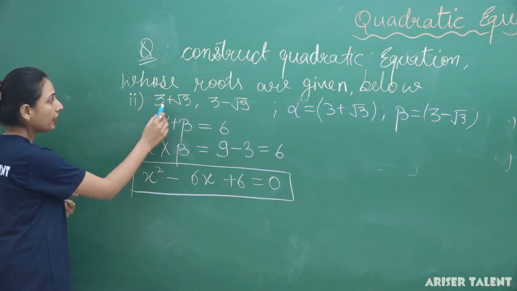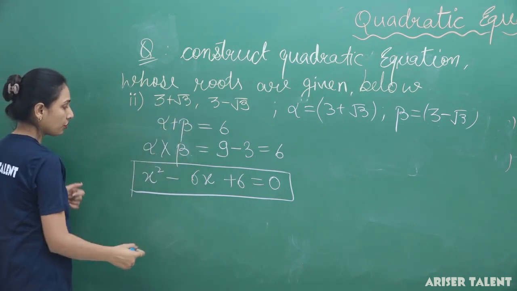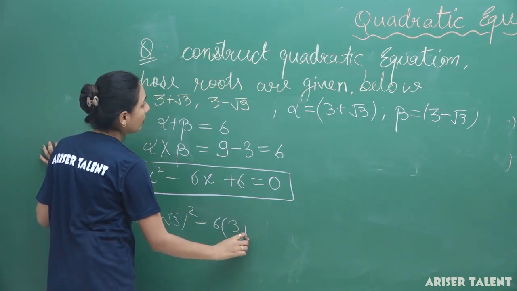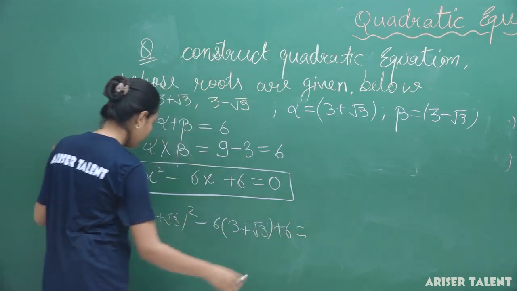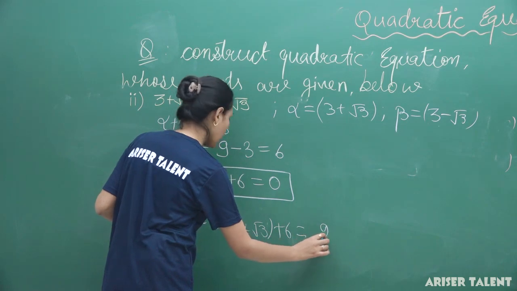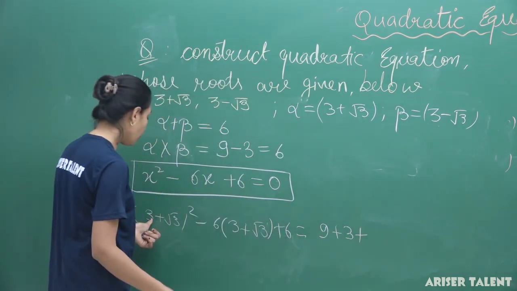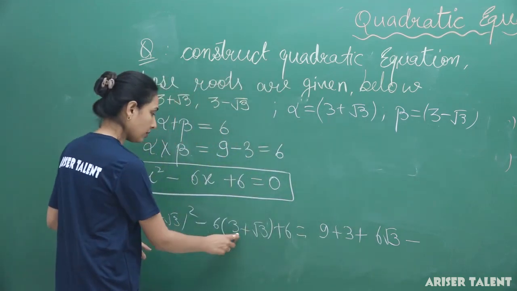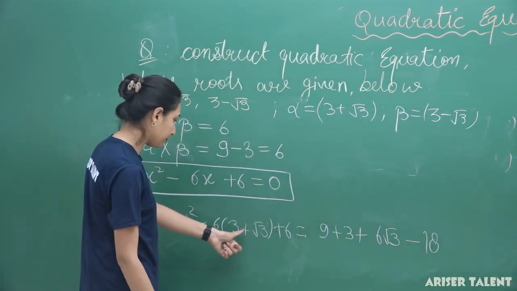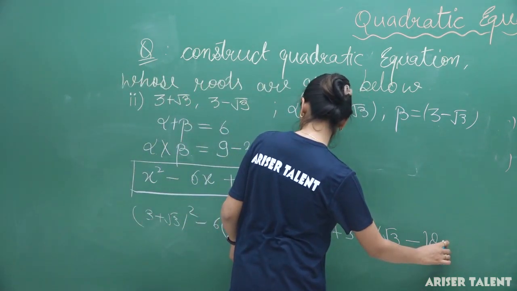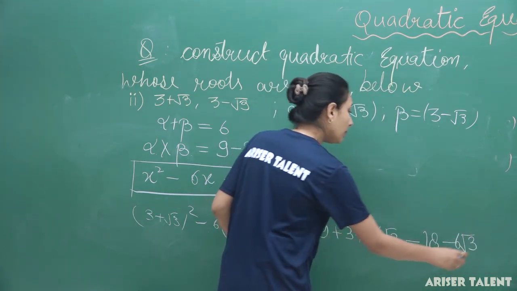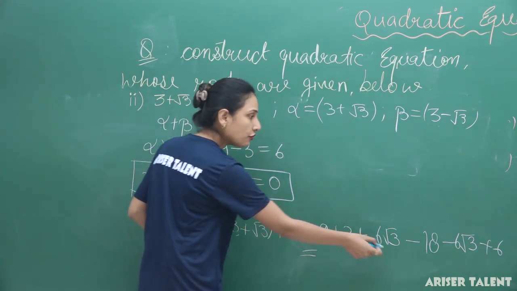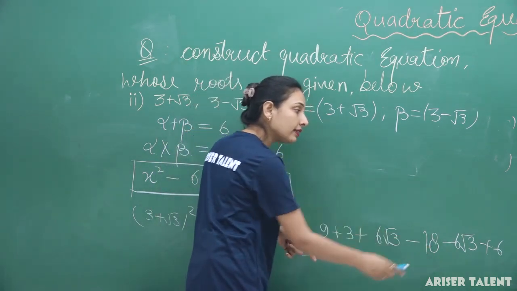Now, we can check it by putting x equals to 3 plus root 3 here: 3 plus root 3 whole square minus 6 times 3 plus root 3 plus 6, and that will be equals to a square plus b square plus 2ab, that is 6 root 3, then minus 18, then plus 6 root 3, sorry, minus 6 root 3, then plus of 6, it will be 0. 9, 10, 11, 12, okay, 12 plus 6 is what? 18, 18 minus 18 is 0 again.